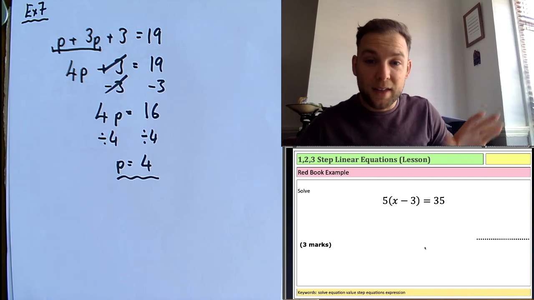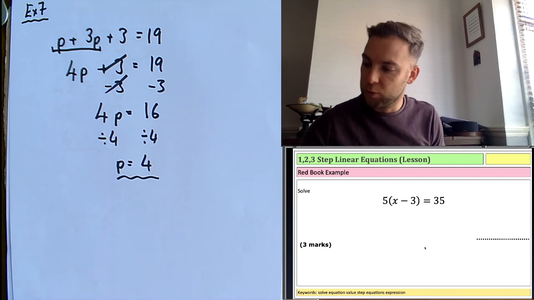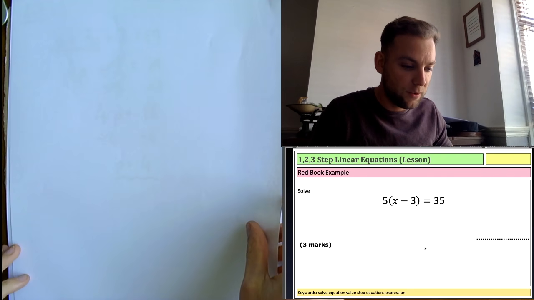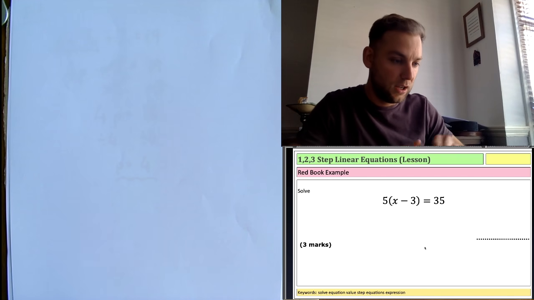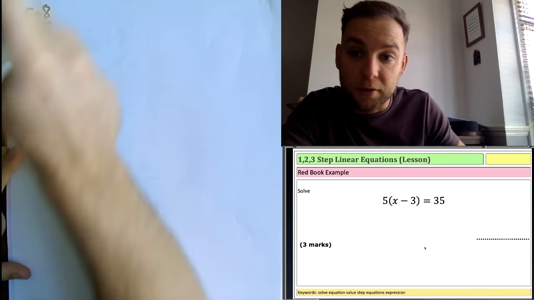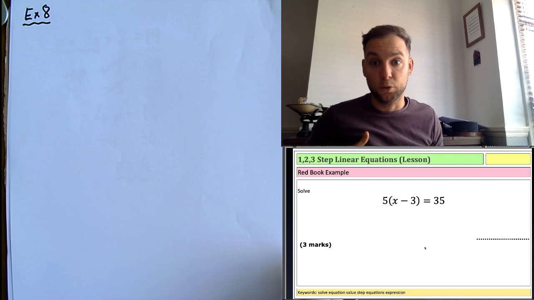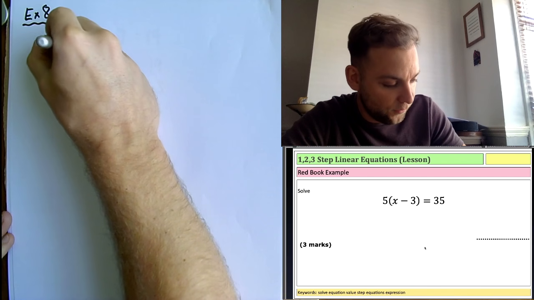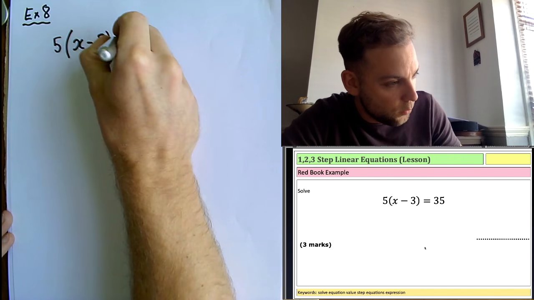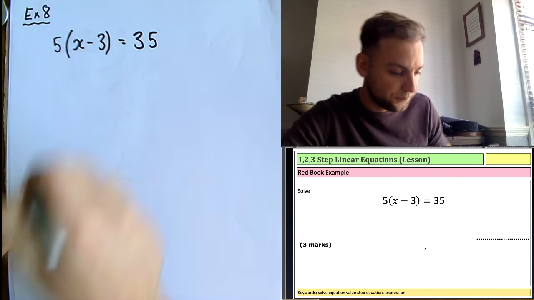So actually, some people find this one here a little bit easier than the one before because we don't need to simplify straight away. But what we do need to do on this one is expand that bracket first. Now, if you're not sure how to expand brackets, you can either watch me do it now or have a look at one of my other videos on expanding single brackets. So this one here is 5 lots of x minus 3, which is equal to 35.